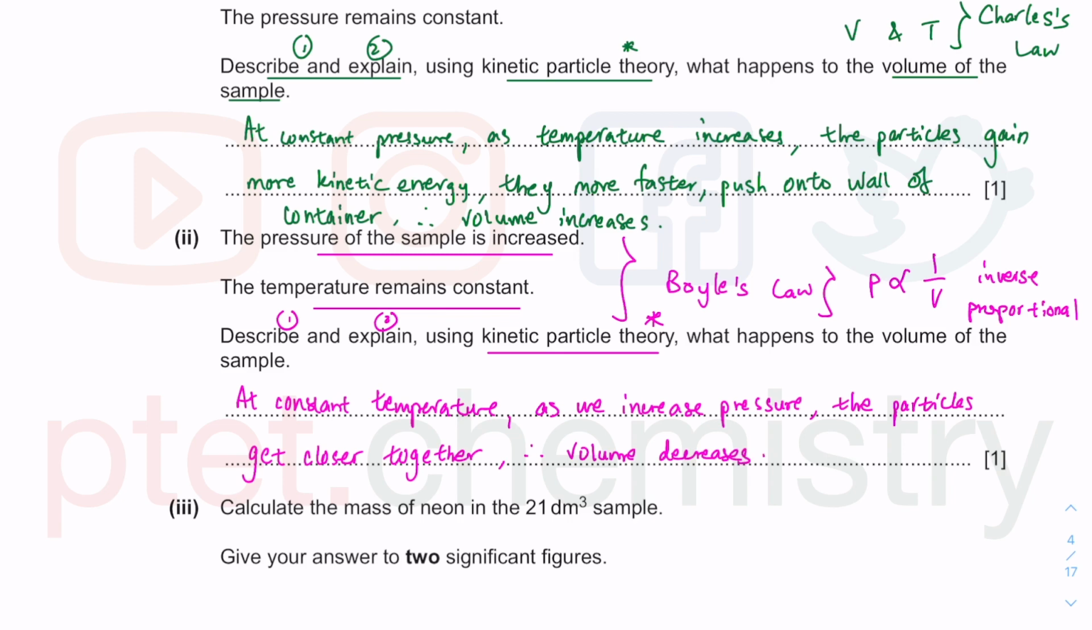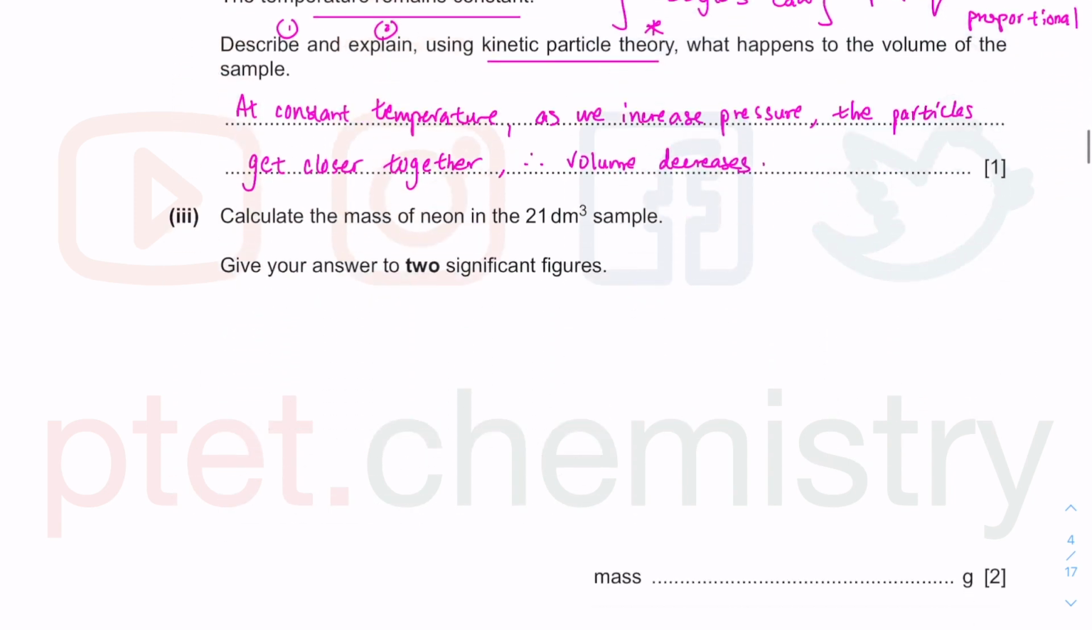Okay, so that's just basically Boyle's law. As the pressure increases, the volume will decrease. 1 over smaller will give you bigger pressure.